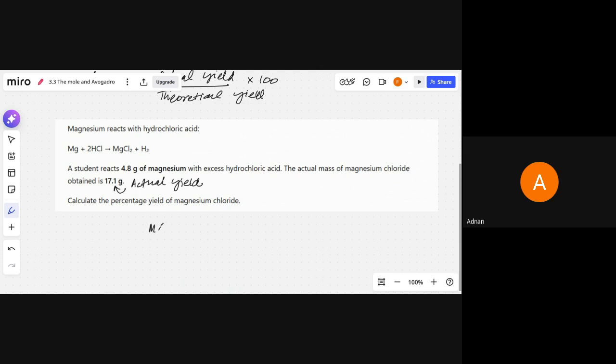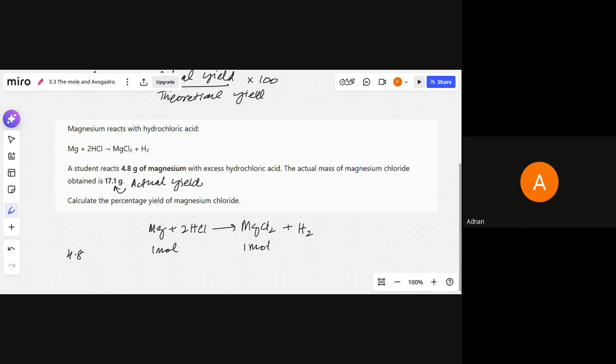The balanced chemical equation is magnesium plus 2 HCl producing MgCl2 plus H2. So this is 1 mole, and this is 1 mole, so the ratio is 1:1. Now I convert 4.8 grams of magnesium into moles, right? And how do I do that? Mass divided by the molar mass.